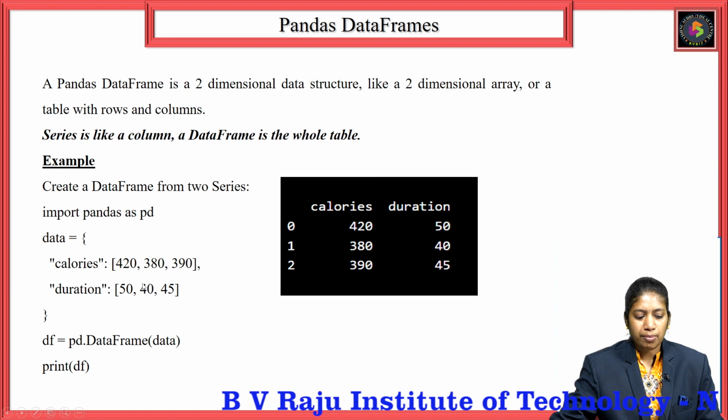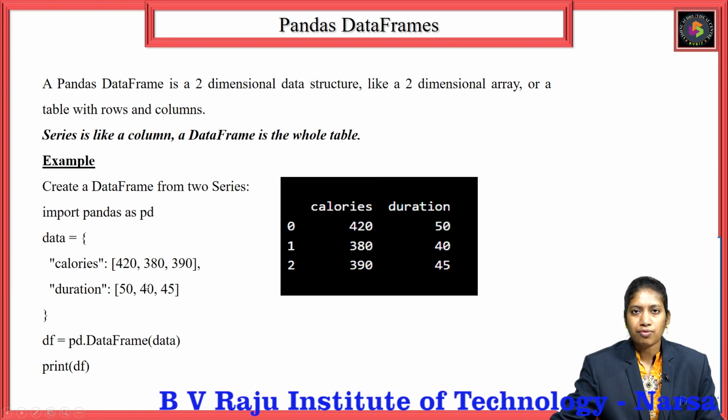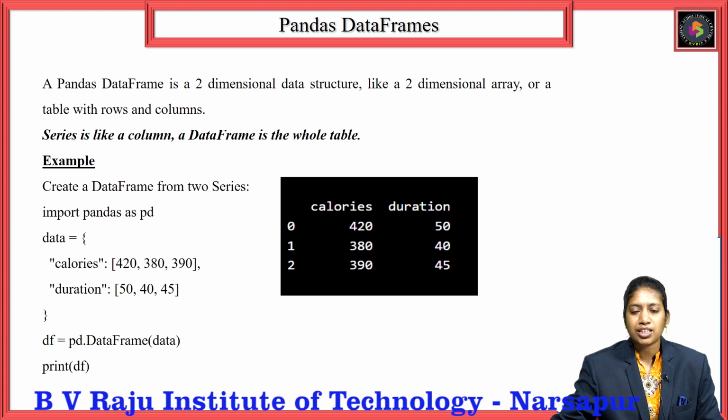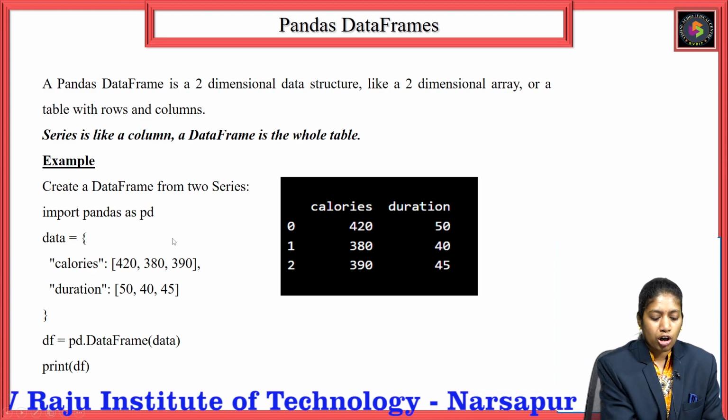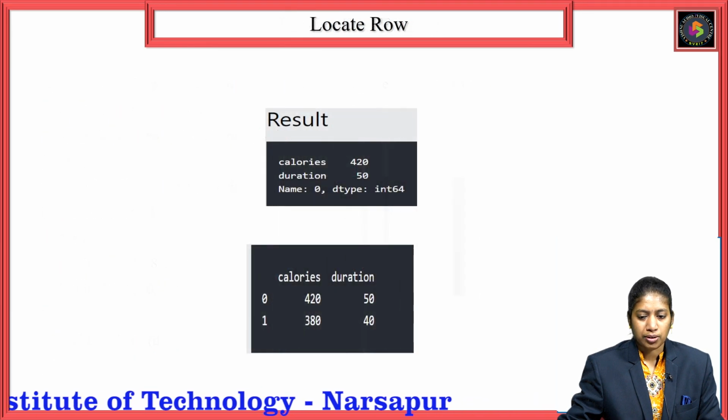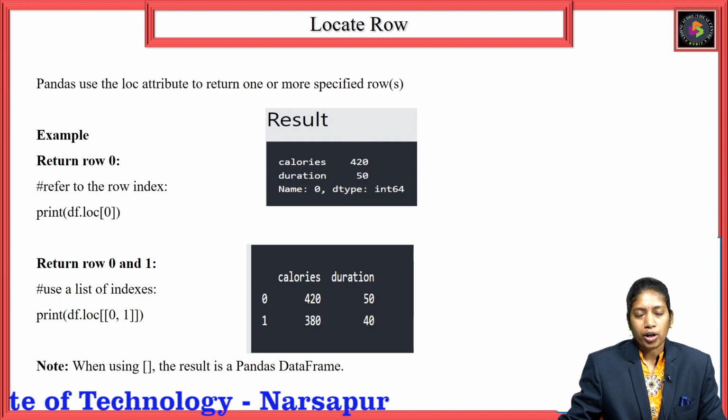So what is a data frame? A data frame is a 2-dimensional array which is in the form of a table of rows and columns. A series is nothing but a column. So this data frame is created with the help of the DataFrame function. So how to use the locate attribute?